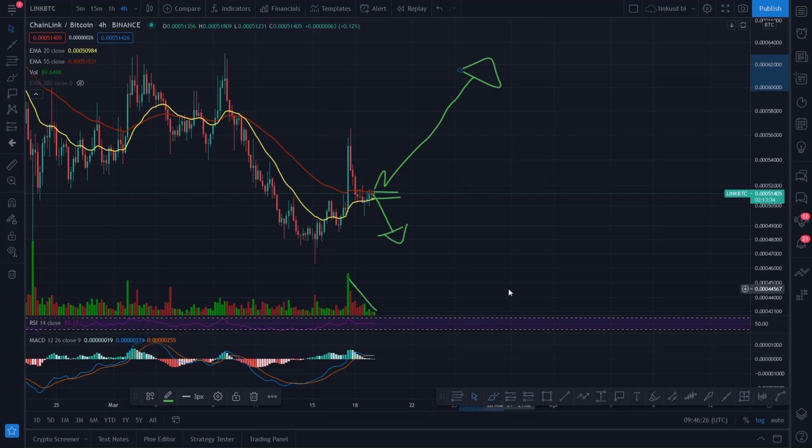So that's just Chainlink versus Bitcoin. You can see that we're bullish down there. We are turning a little bit bearish there on the MACD. So potentially we're looking at a squeeze to pop down, okay?